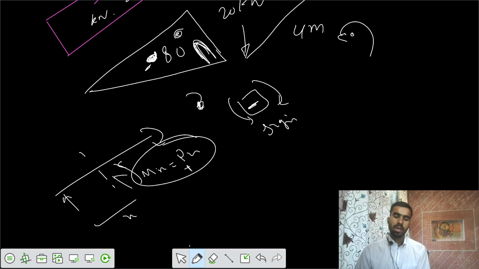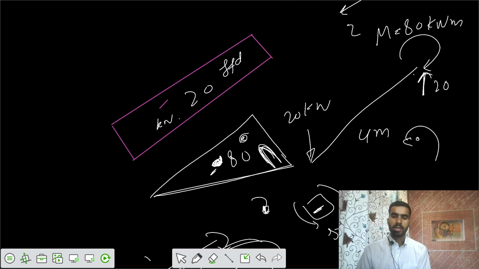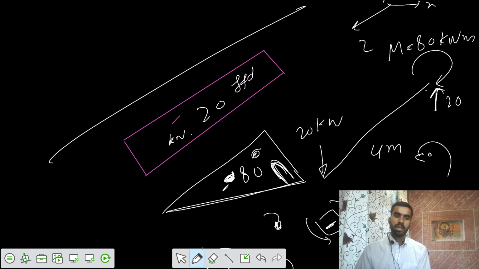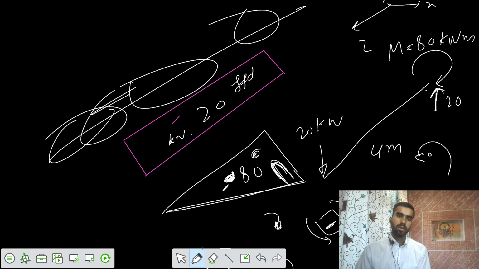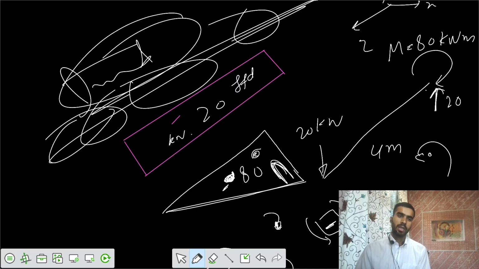Or px. So it's a linear variation function, px. So you have the BMD and the SFD. If you draw the TMD, it is 0, 0, 0. So this is your TMD, a zero function, because there is no torque, there is no TMD.